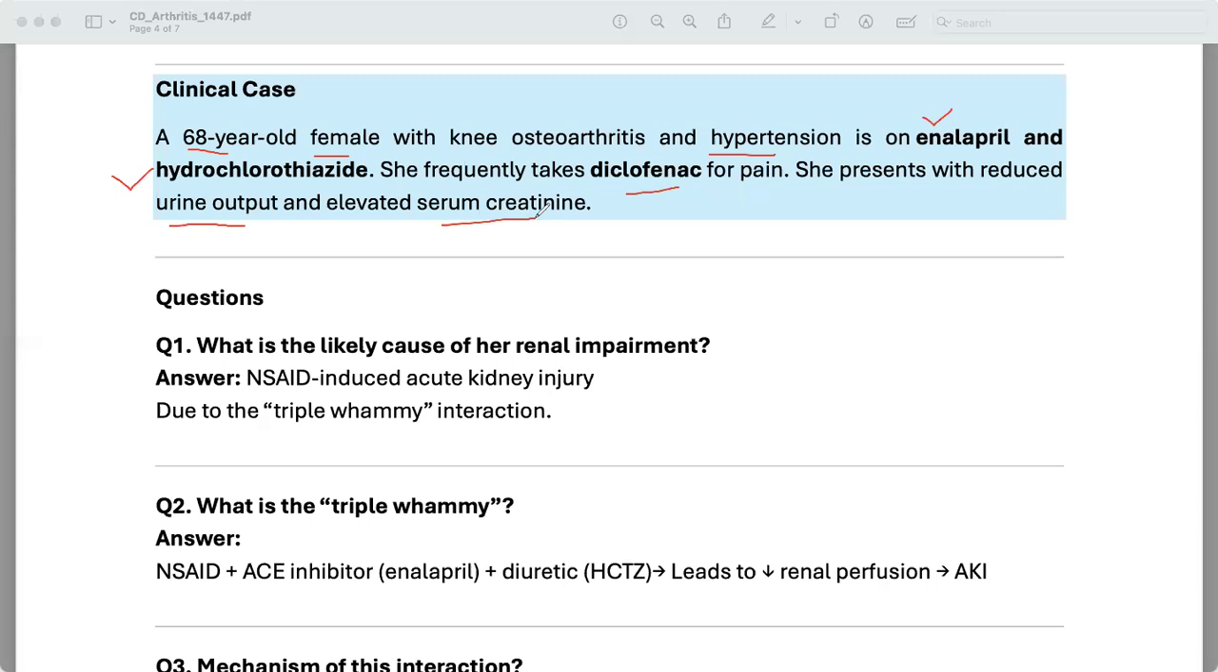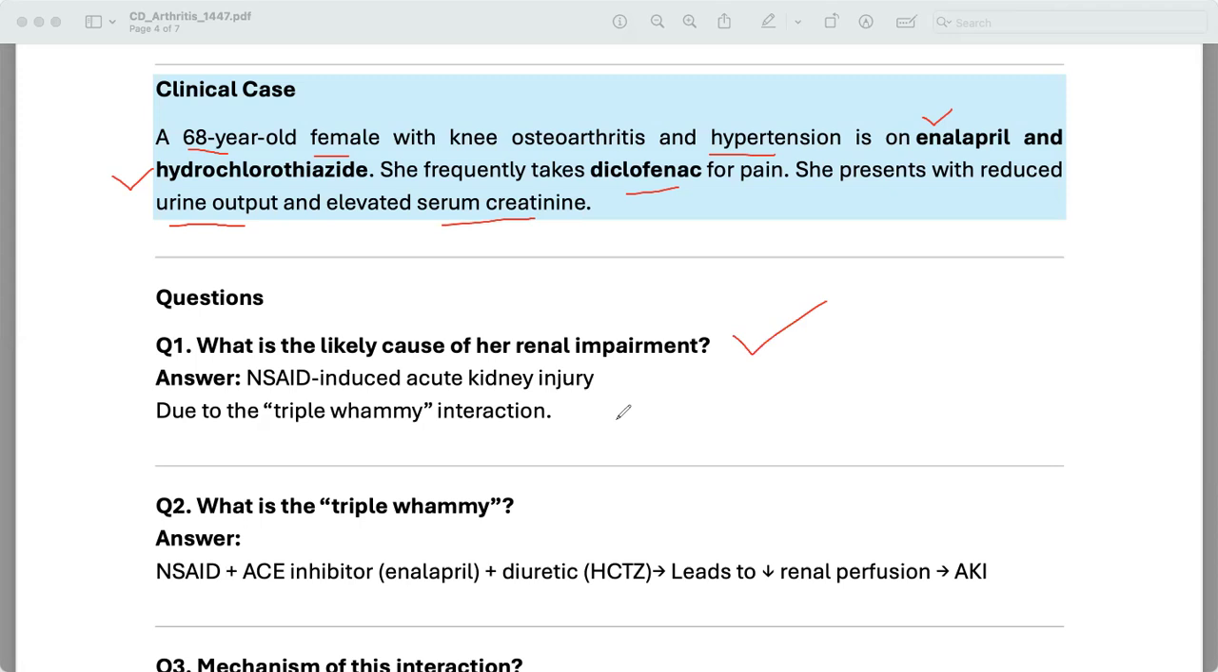Age is 68 years and female, because the gender here is important, because females are more prone to osteoarthritis as compared to male. The question is, what is the likely cause for her renal impairment? Why is urine output decreased?